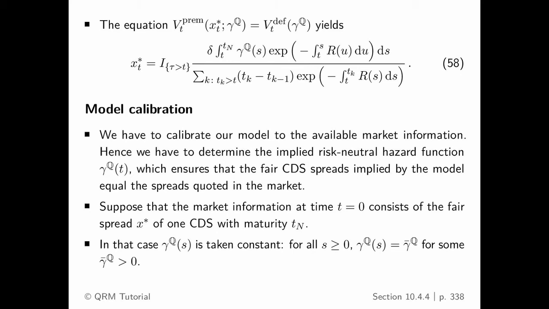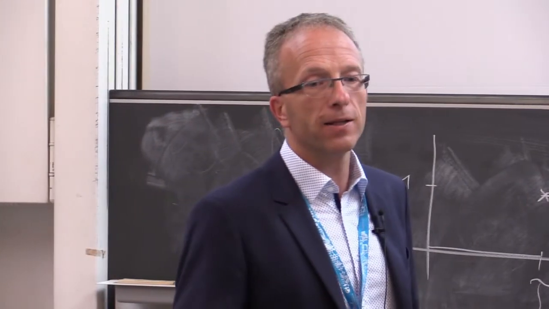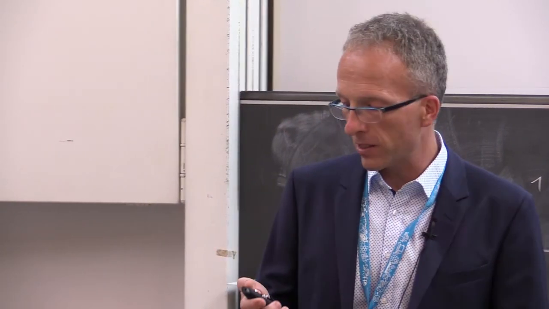In reality, the market for these credit default swaps is quite liquid. The one for swaps on Nestle is. In case of Alex, that's a little bit more complicated. And so one would do it the other way around. We would typically say we want to determine this risk-neutral default intensity gamma Q so that the spread we get from our model coincides with the spread on the market. This would be the calibration.